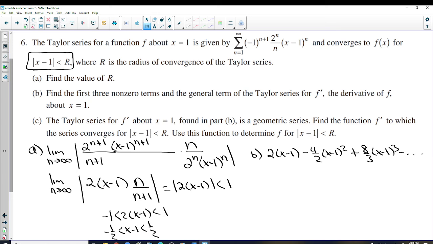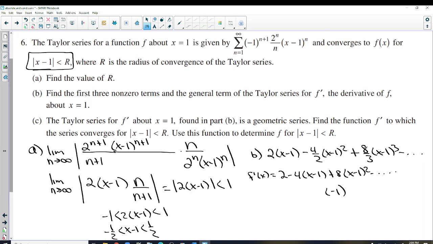And I want to actually discourage you from simplifying too much, because sometimes simplifying ruins the pattern that's happening. So it says f prime. All right, so f prime of x would be 2 minus 4 times x minus 1 plus 8 times x minus 1 squared minus keep on going. So the general term would be 2, oh, let's go negative. I'm good at forgetting that.